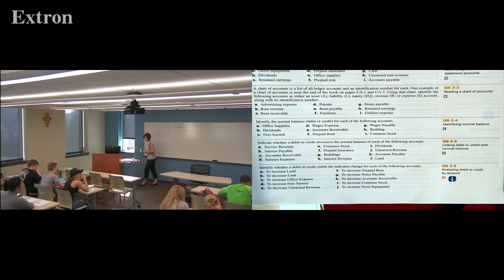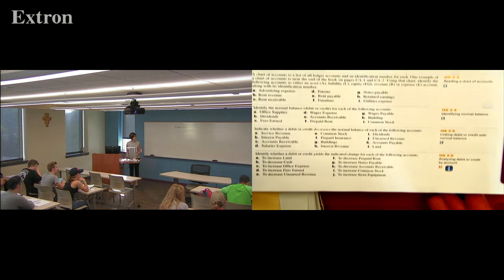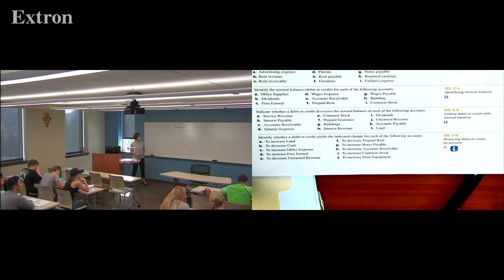All right, so now let's jump down. We're going to skip 5. Let's jump down to number 6 here. You have to have your rules out. If you've got your rules out, you'll see your pluses and your minuses. It says identify whether a debit or credit yields the indicated change. So in other words, what causes land to increase, a debit or a credit? That's what we're looking for here. So again, our answers are debit or credit. You've got to know your rules, and you've got to know your classifications.